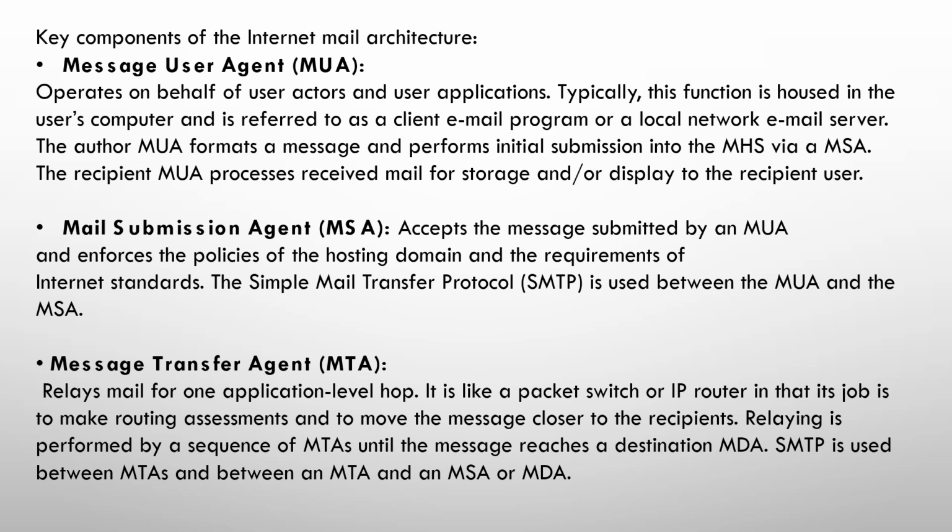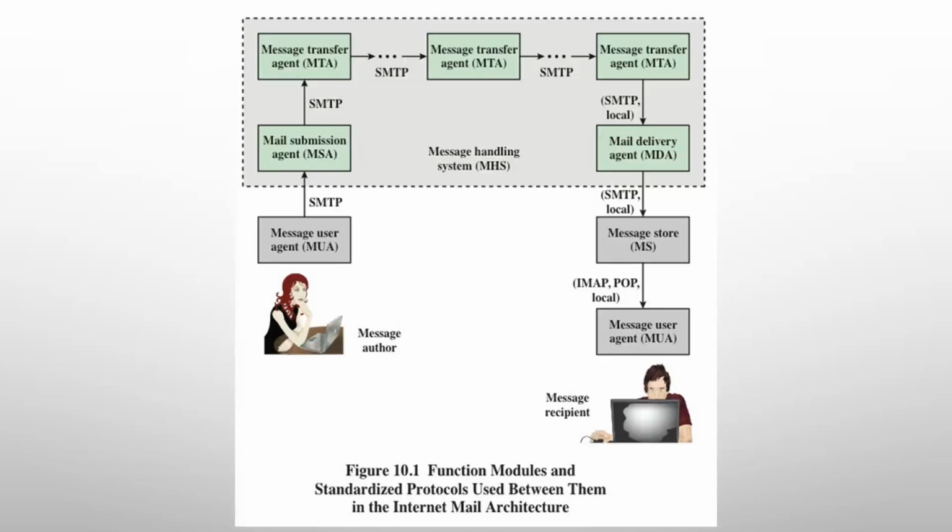The Simple Mail Transfer Protocol is used between the MUA and the MSA. Message transfer agent relays mail for one application level hop. It is like an IP packet switch or an IP router, and its job is to make routing assessments and to move the message closer to the recipient. Relaying is performed by a sequence of MTAs until the message reaches a destination MDA. SMTP is used between an MTA and an MSA or MDA.